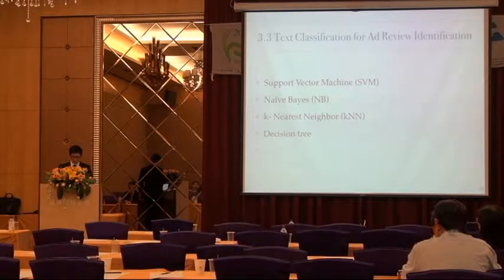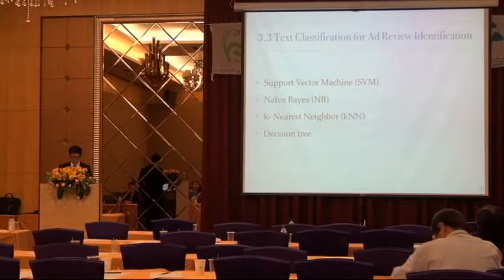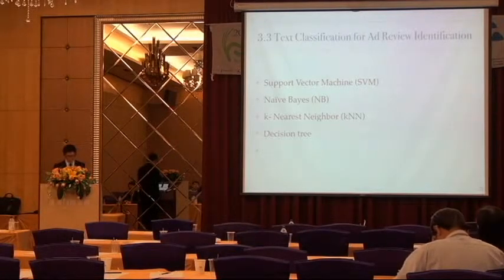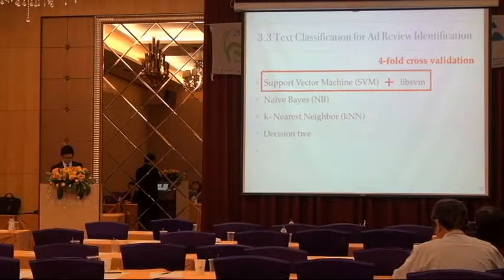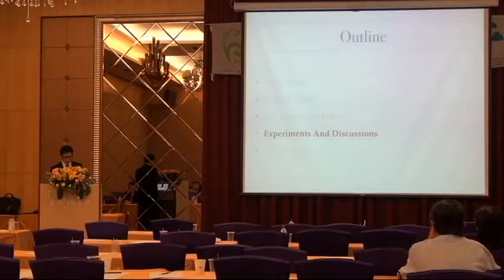There are different types of classifiers that can be used for text classification. Since we focus on finding the most appropriate features, we simply use the well-known SVM as our classifier. All classifications are done by using ten-fold cross-validation. Next topic, we are going to show our experiments and discussions.